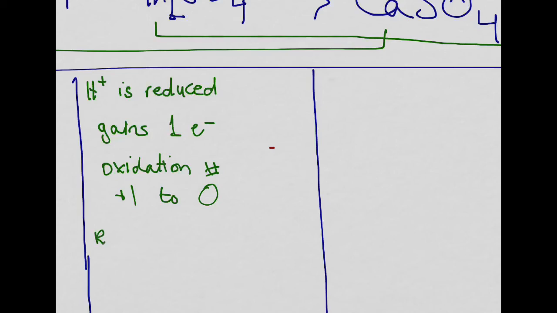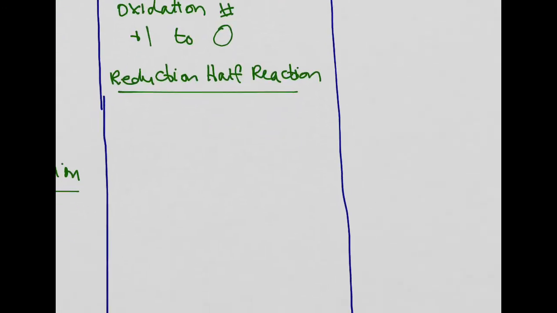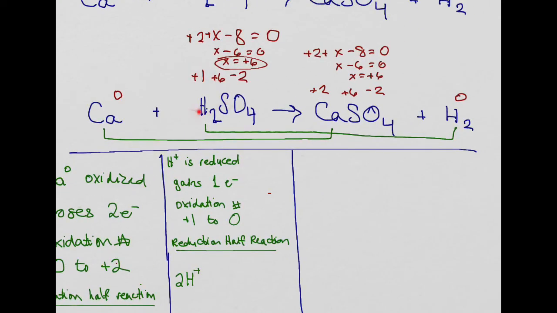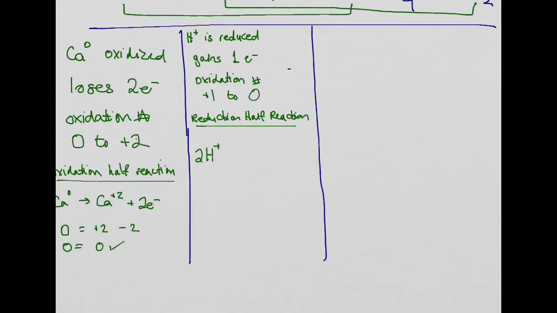And if we were to write out the reduction half reaction, we would write it like this. We have 2 hydrogen ions, and I just want to point to that over here. We have 2 hydrogen ions with a charge of +1 forming 2 elemental hydrogens. And it does that by gaining 2 electrons and becoming H2 with a charge of 0.